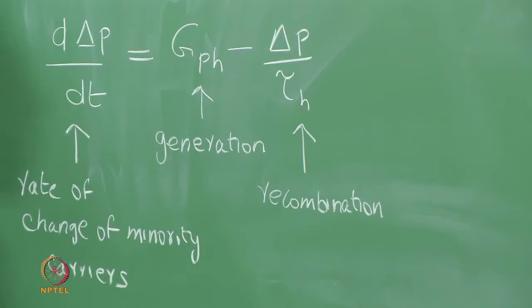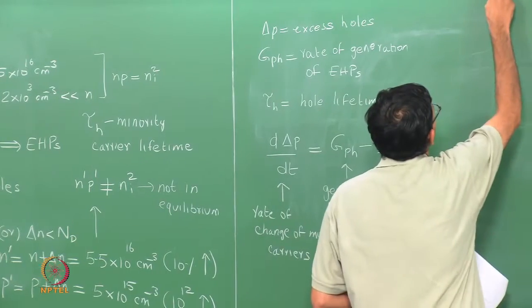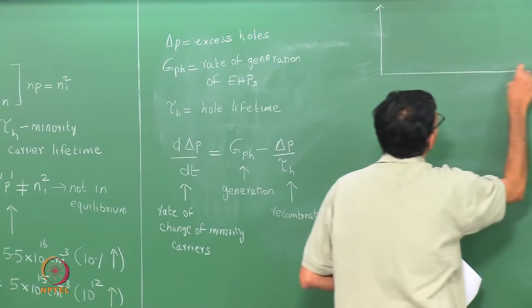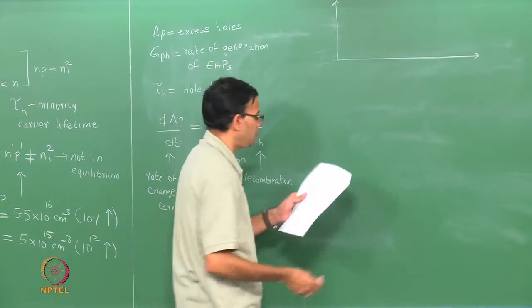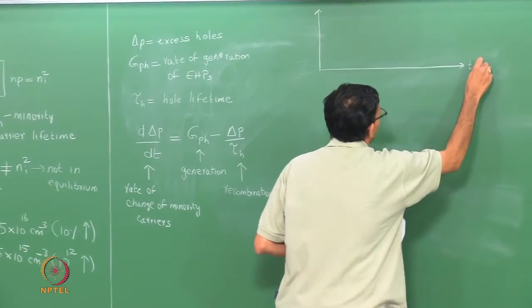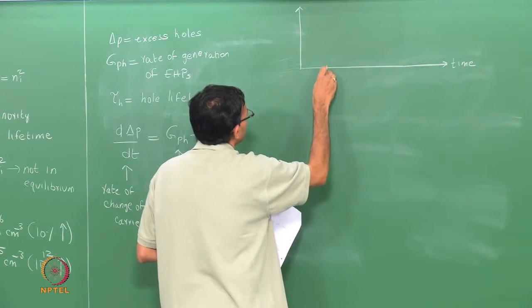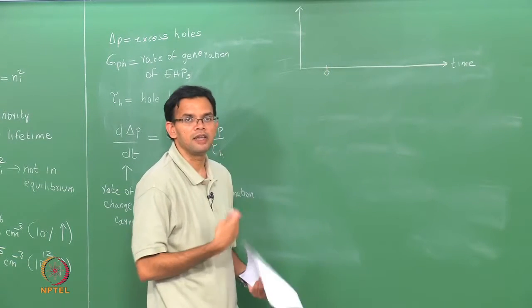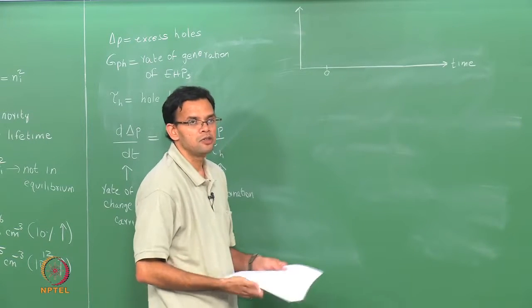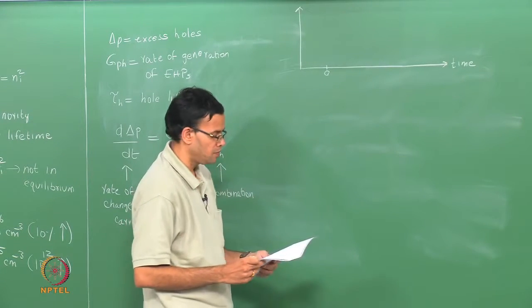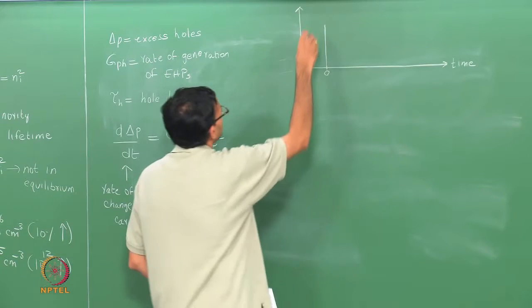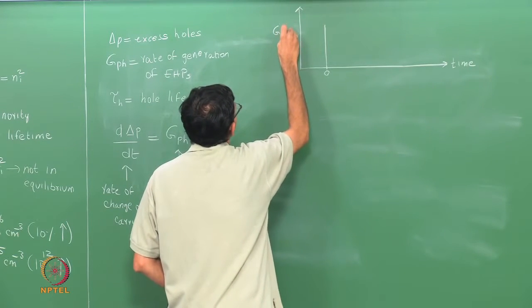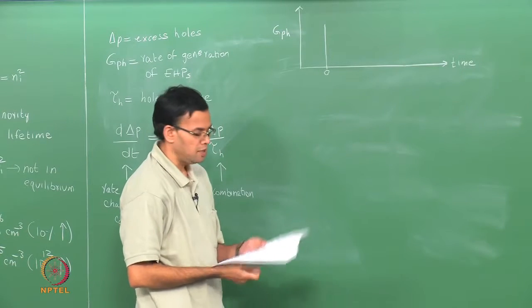So, let us consider an example in order to understand this better. Consider a case where I have an n type semiconductor in equilibrium. So, this is time on this axis. I am shifting the 0 slightly to the right, so that we can look at things more clearly. So, you have a system that is at equilibrium. At time equal to 0, we turn on the light, so that we have some electron hole pairs being created.